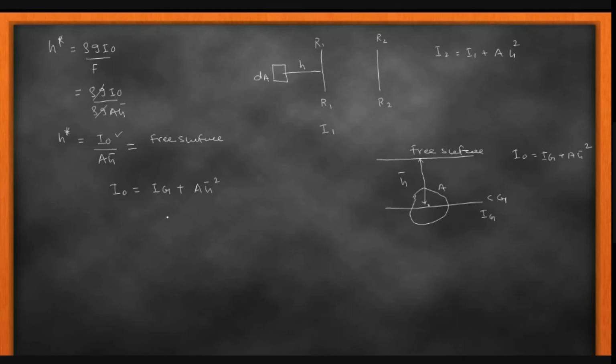Using this formula, we put down the value of I naught, and we get H star equals IG plus A H cut to the power 2, divided by A H cut. Now if we separate the denominator, we get IG divided by A H cut plus A H cut squared over A H cut, which cancels and gives only H cut. So this is the formula we get for H star, and this is called the center of pressure for vertical surfaces.